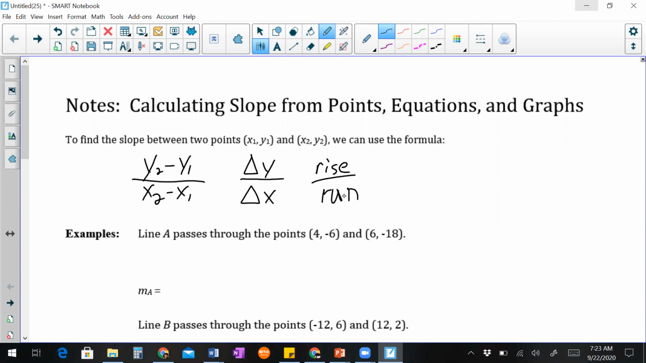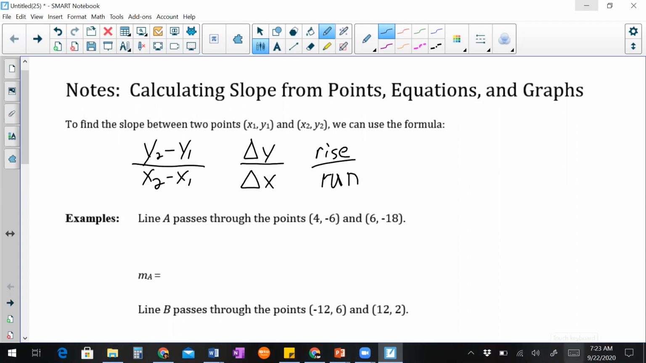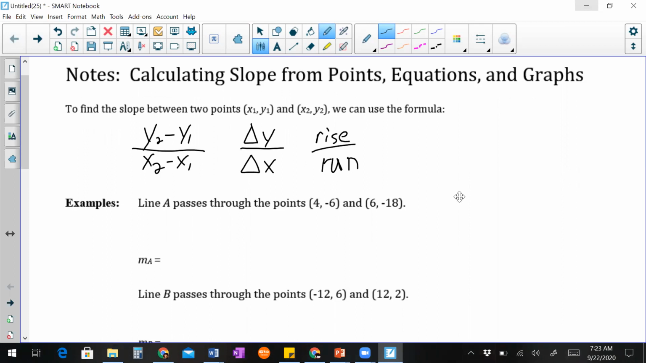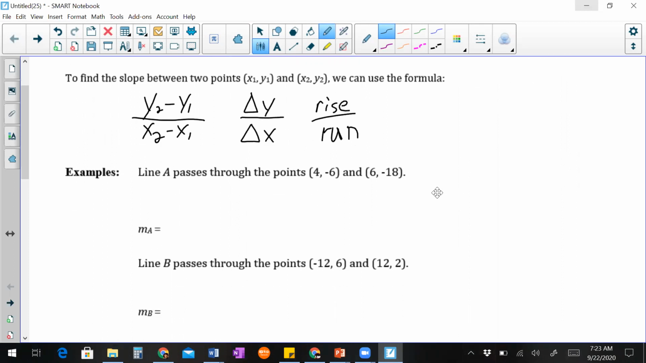All right, so let's calculate some. Line A passes through the points 4, -6, and 6, -18. MA means the slope of line A. M is the symbol that we use to mean slope. So let's calculate this. We're going to say -18 minus -6 over 6 minus 4. So change in y over the change in x.